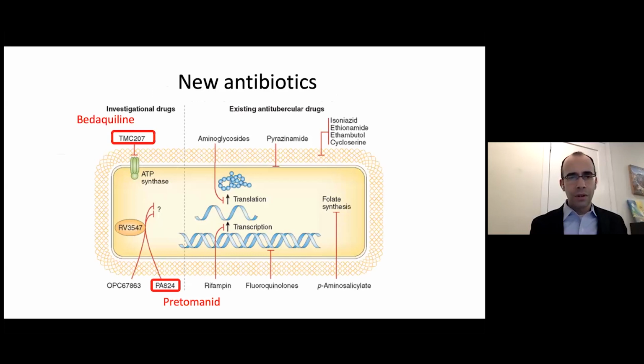On a good note, there are several new drugs now coming out. So bedaquiline and pretomanid are now FDA approved. The Laminid is not approved in the US, it's approved in Europe, but it also has made it through phase 3 trials, and there's more drugs coming. Now, these are currently given only for drug-resistant TB, and their role for drug-susceptible TB is yet to be determined.